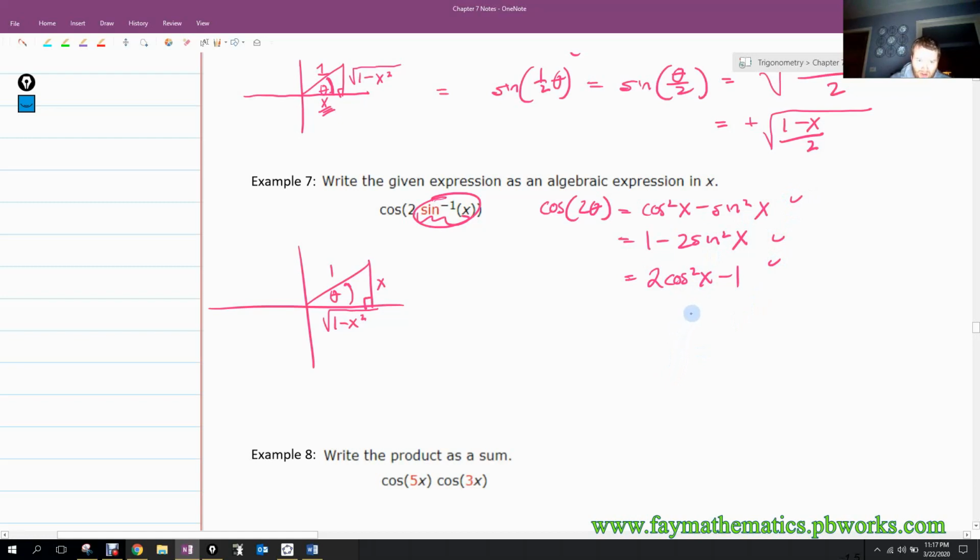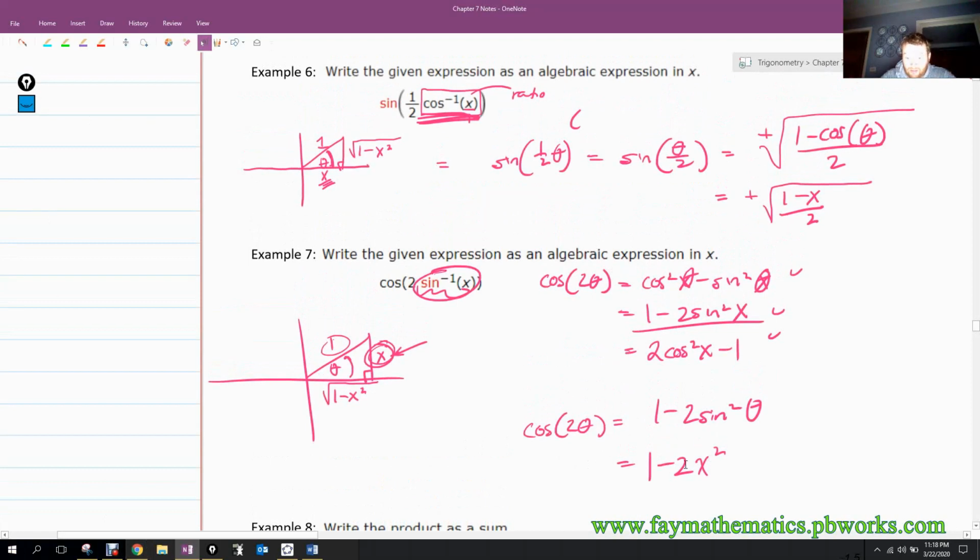Just because the algebra is going to be easier, I'm going to use the one that uses the sine of x. So cosine of 2 theta here is, and I should be using thetas in here instead of x's, doesn't matter, 1 minus 2 sine squared theta. So let's look at our picture. We've got 1 minus 2. Now, sine of theta is x over 1. So if I square that, I should get that. Let's just check to see.